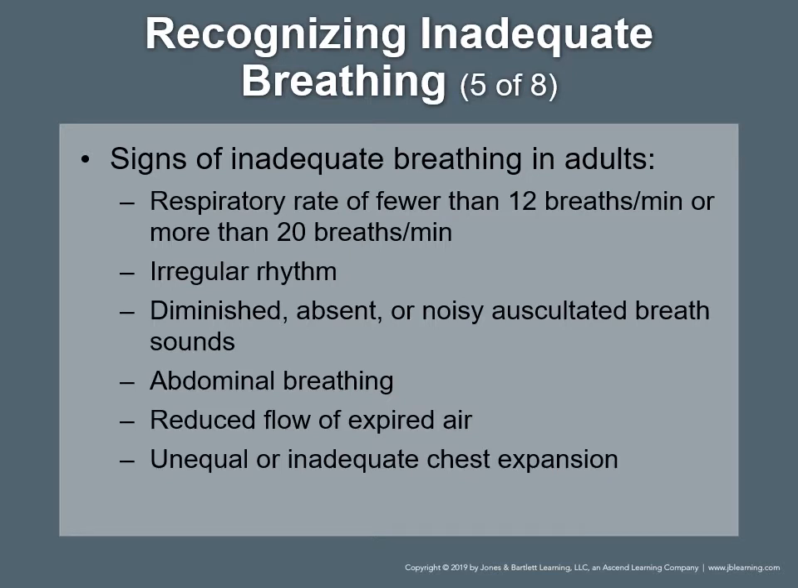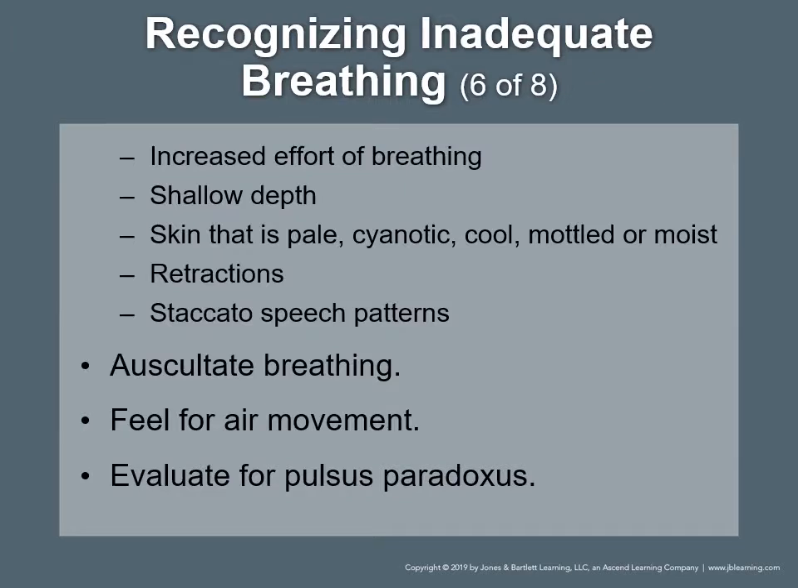Signs of inadequate breathing in adults are a respiratory rate fewer than 12 or greater than 20, irregular rhythm, such as a patient taking a series of deep breaths followed by a period of apnea, diminished, absent, or noisy auscultated breath sounds, abdominal breathing, reduced flow of expired air at the nose and mouth, and unequal or inadequate chest expansion resulting in reduced tidal volume. Also increased effort of breathing, shallow breath, skin that is pale, cyanotic, blue, cool, mottled, or moist, retractions, or staccato speech patterns. Pay particular attention to the external environment.